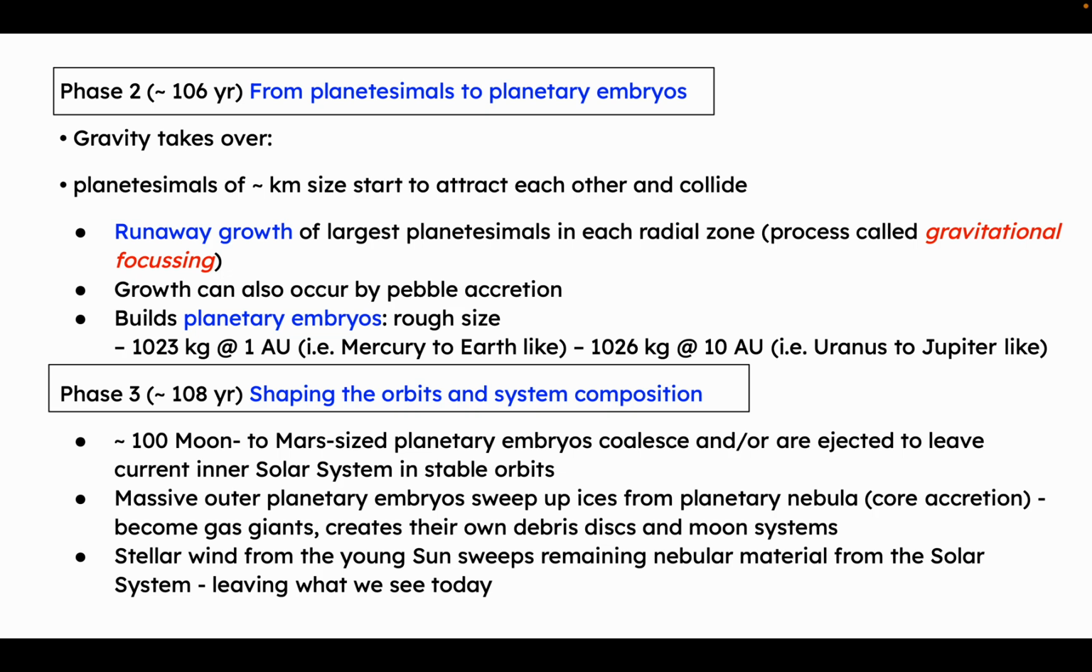The last key step is that the stellar wind from the young sun sweeps the remaining nebular material from the solar system and leaves what we see today. Between us and Mars, we do not see the planetesimals moving. This is because the stellar winds from the young sun have swept the remaining nebular material that was between us and Mars during the solar system formation, and this leaves what we see today.